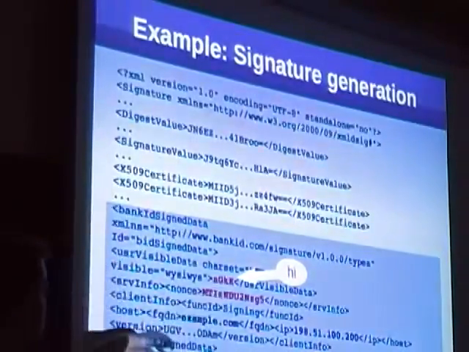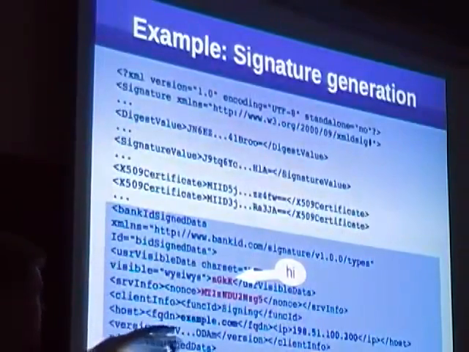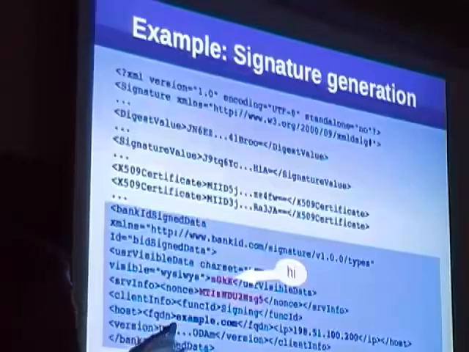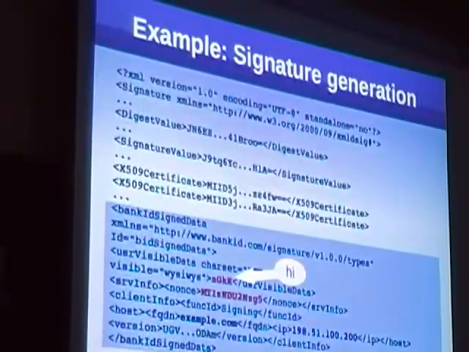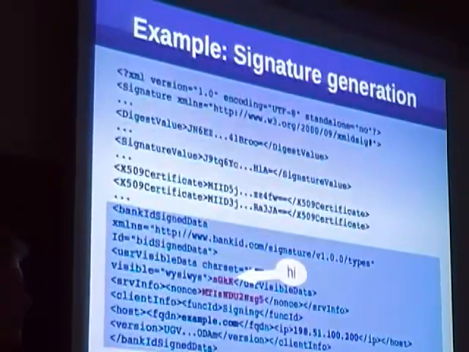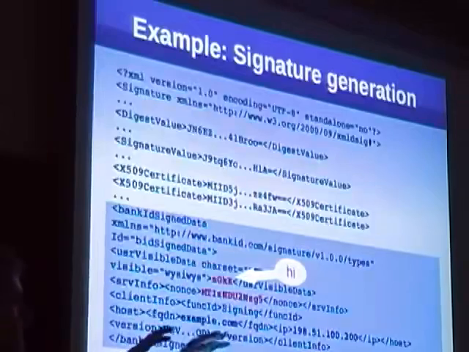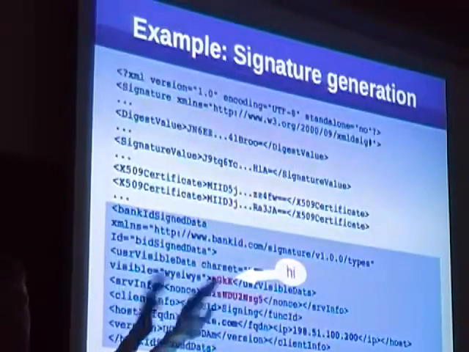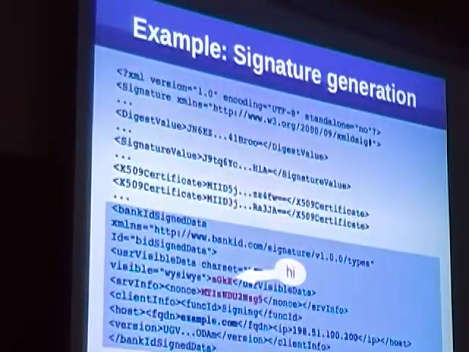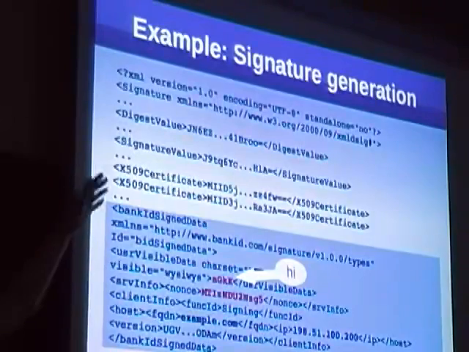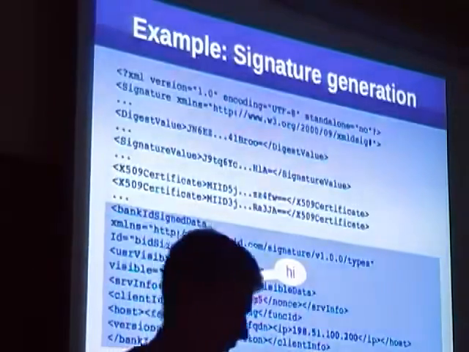Data here, status going through. And also you have some extra information here about the domain name and IP address, which is probably there to prevent man-in-the-middle attacks, phishing, and so on, for security. Otherwise, it's a typical XML signature, certificate chain, and signature.